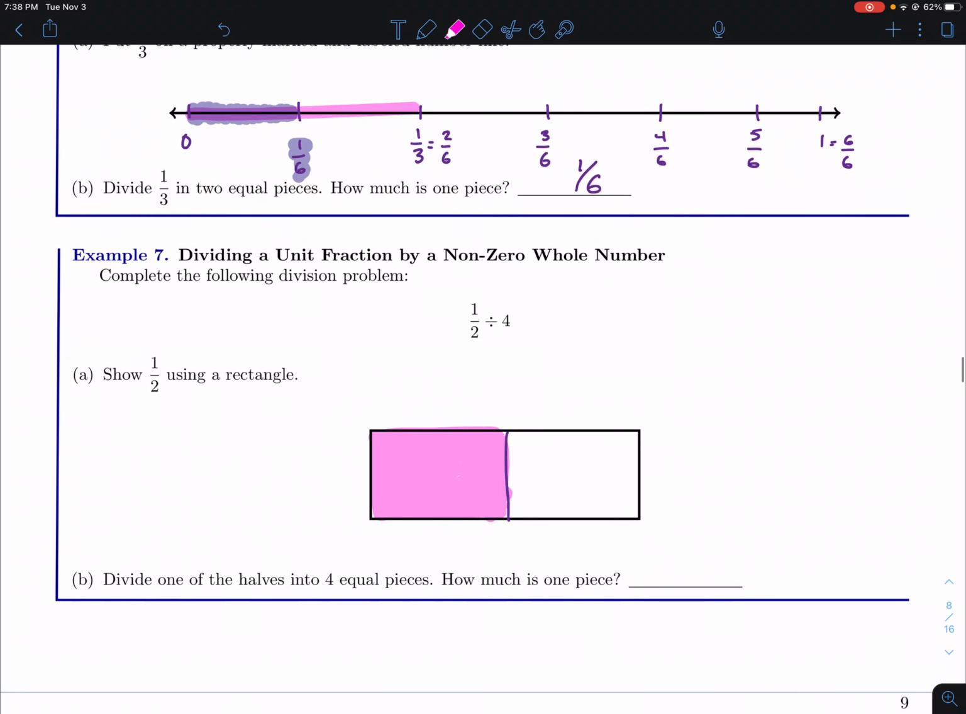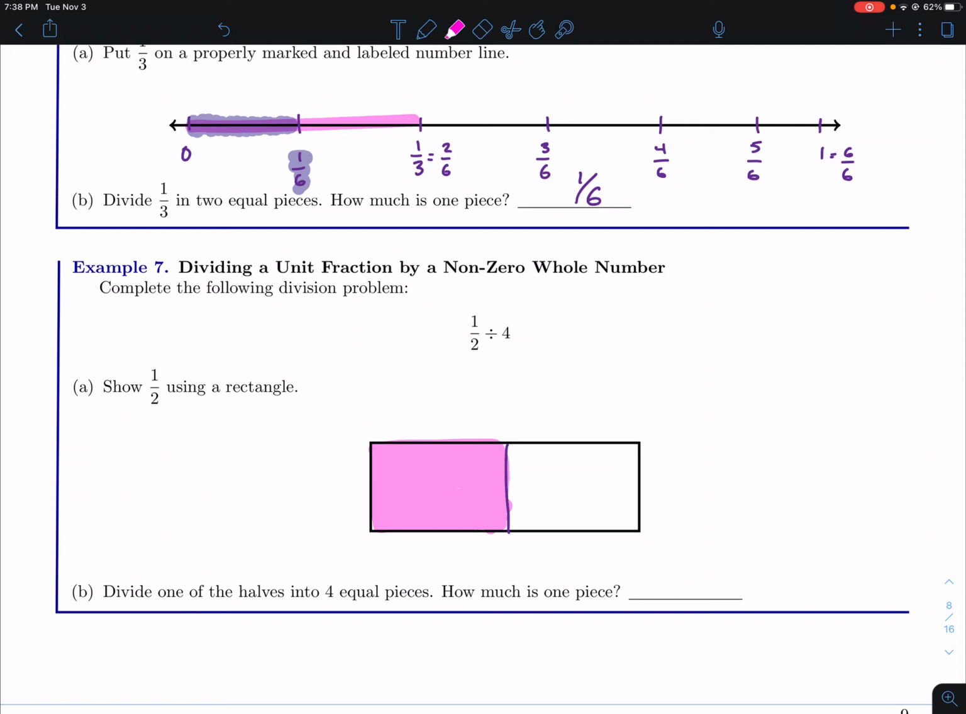And now the goal is I want to divide one of the halves into 4 equal pieces, because I'm trying to divide this 1/2 chunk into 4 equal pieces, and then figure out what fraction one of those pieces is. So in this case, you can divide this a couple different ways. I could just draw a couple lines down this way and divide it up into 4. There's a bunch of different ways you can divide this into 4 pieces, so it's up to you, whichever way you prefer.